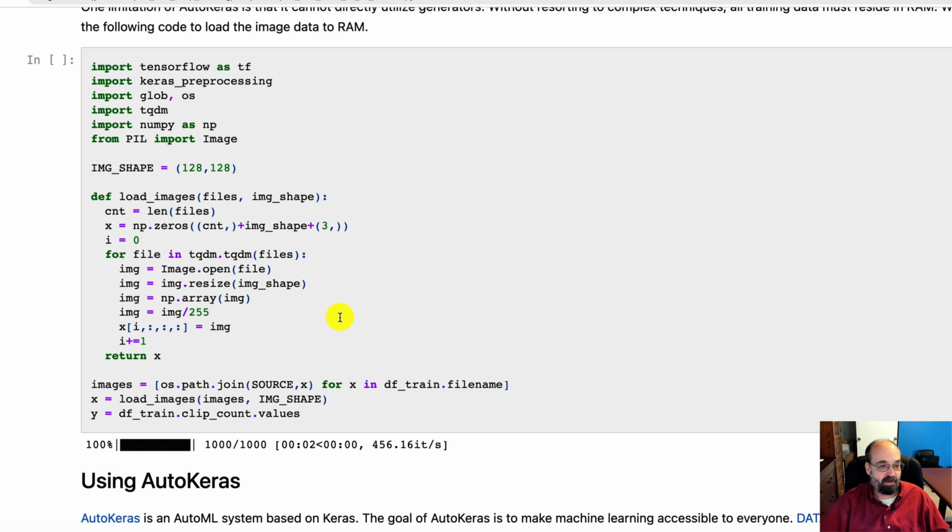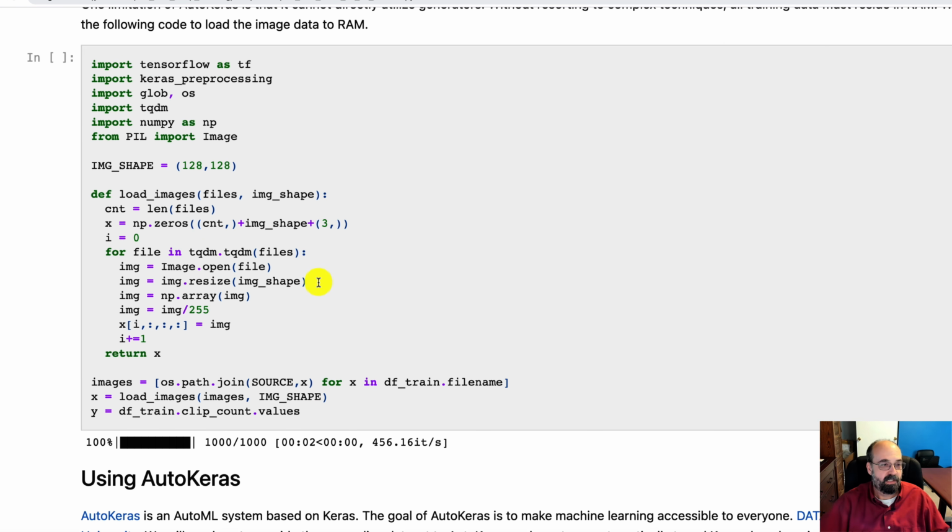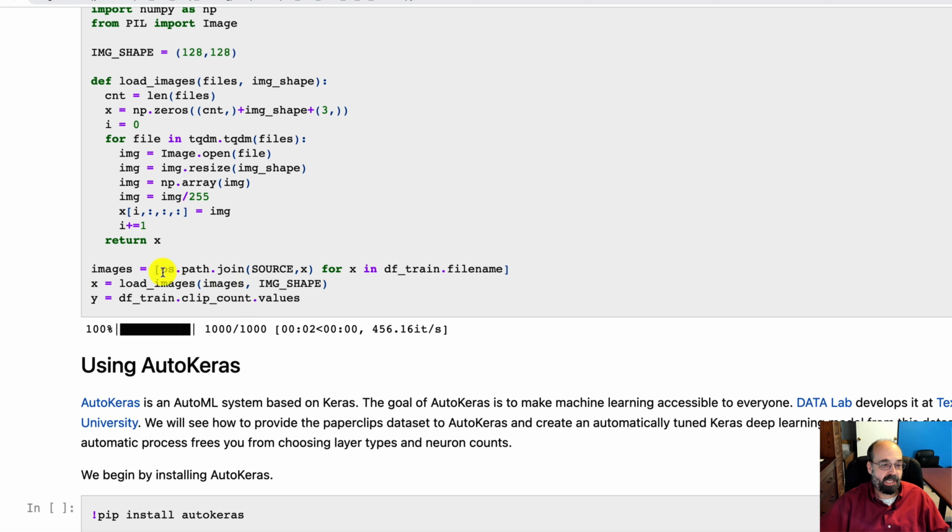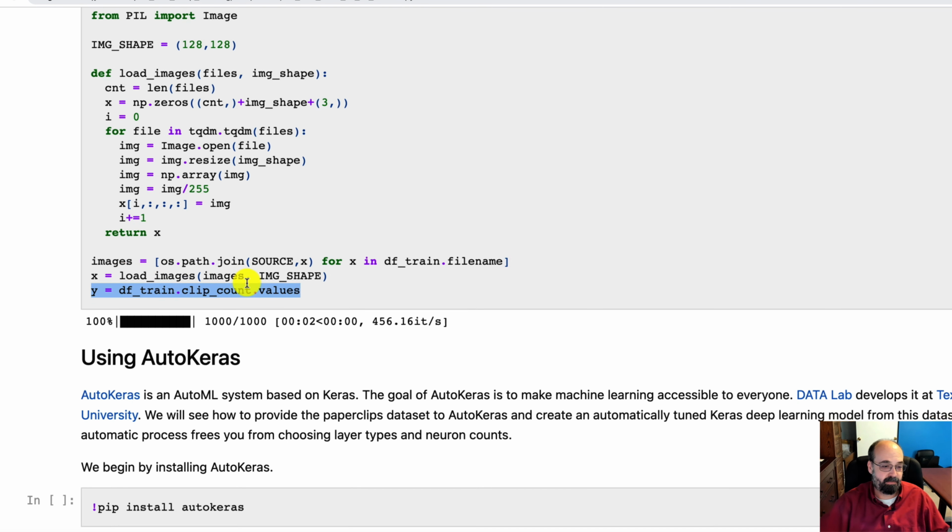That may be easier now. They are certainly evolving this product quickly. So this code loads all of the images into one big NumPy array, and then we create the Y, which actually comes from the data frame. So that's the counts, the number of paperclips per image, and then X is the actual images.